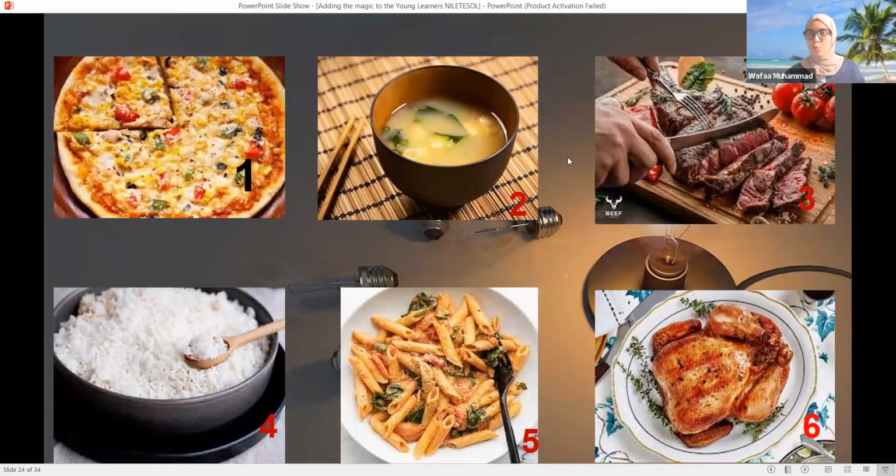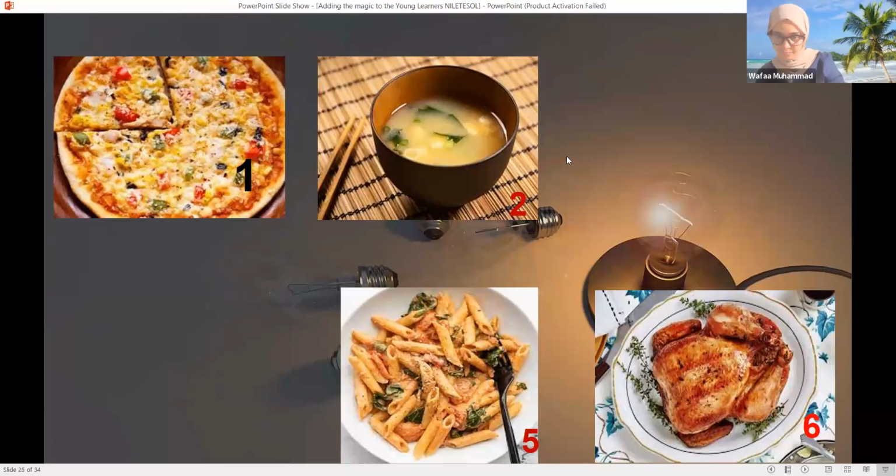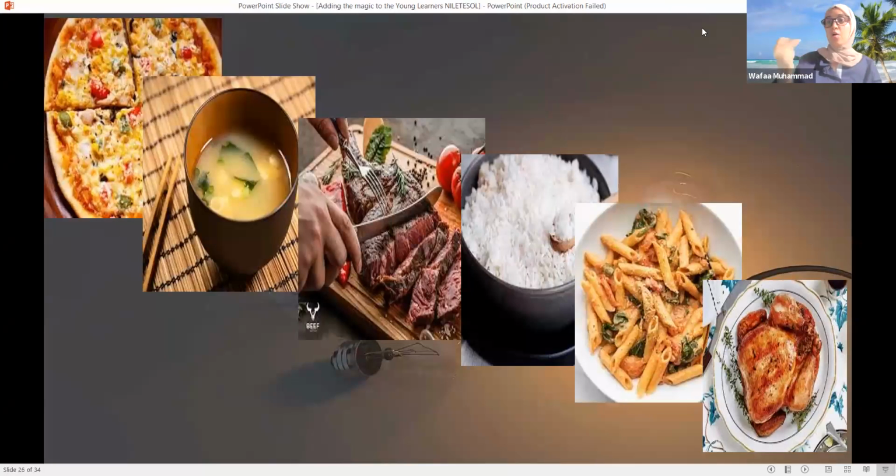Okay. One more activity with flashcards. You can get them to say, okay, repeat with me, please. Pizza, soup, steak, rice, pasta, chicken. Again, pizza.